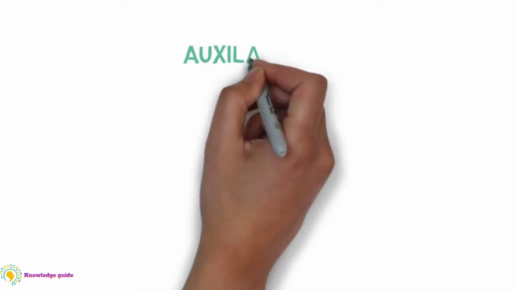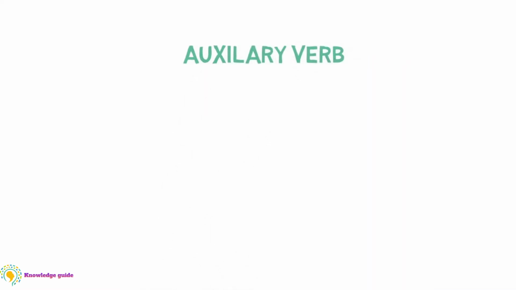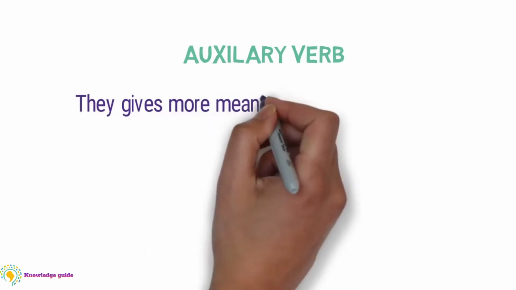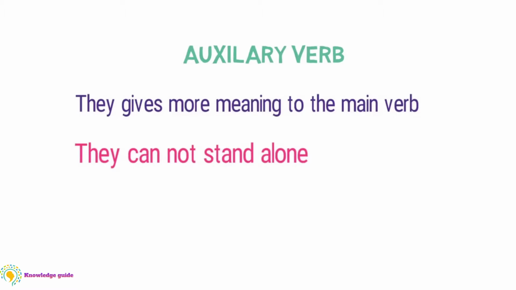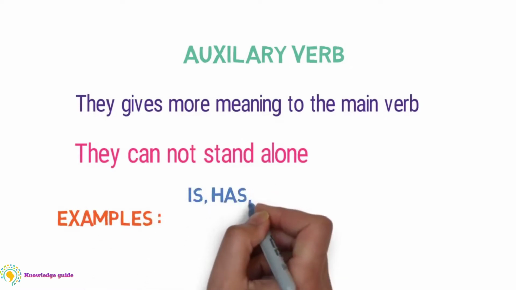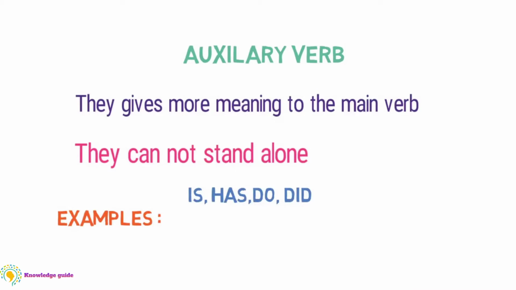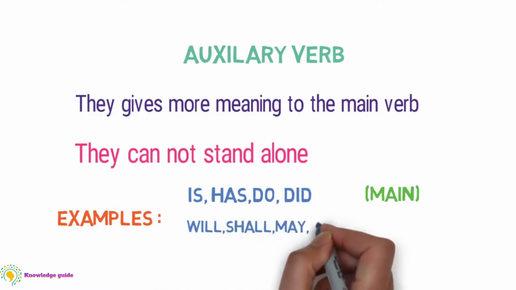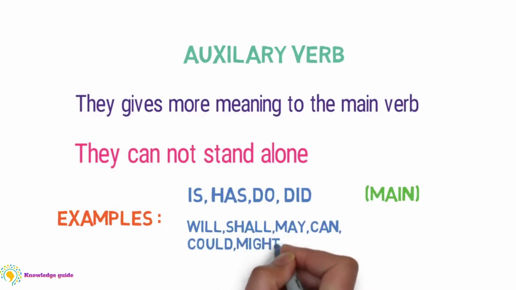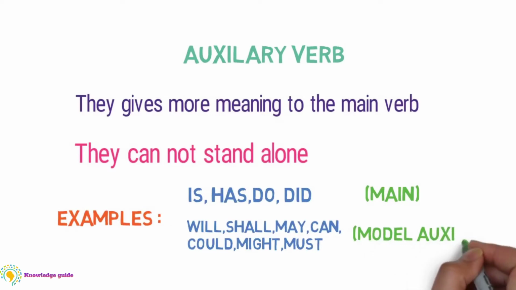Now friends, let us discuss auxiliary verbs, which are another type of verb. They give more meaning to the main verb. They cannot stand alone. Examples are is, has, do, did. These are the primary auxiliary verbs. Will, shall, may, can, could, might, must. They are all modal auxiliaries in the sentence.